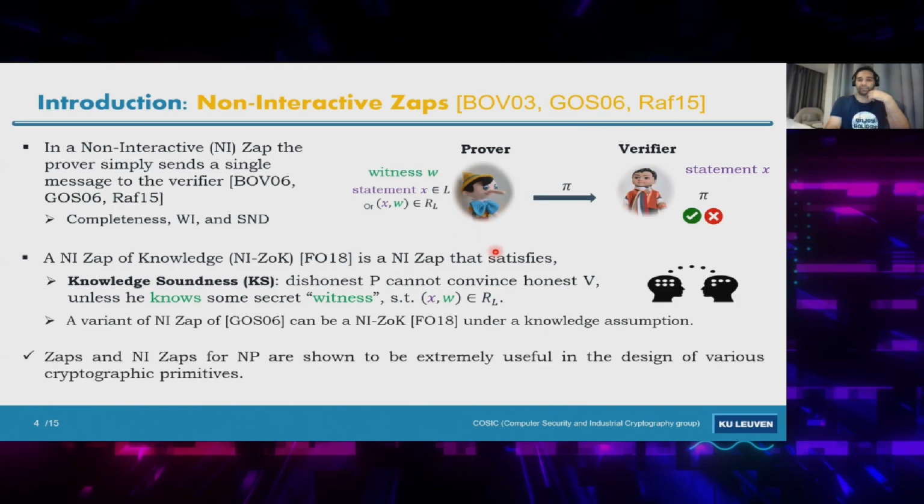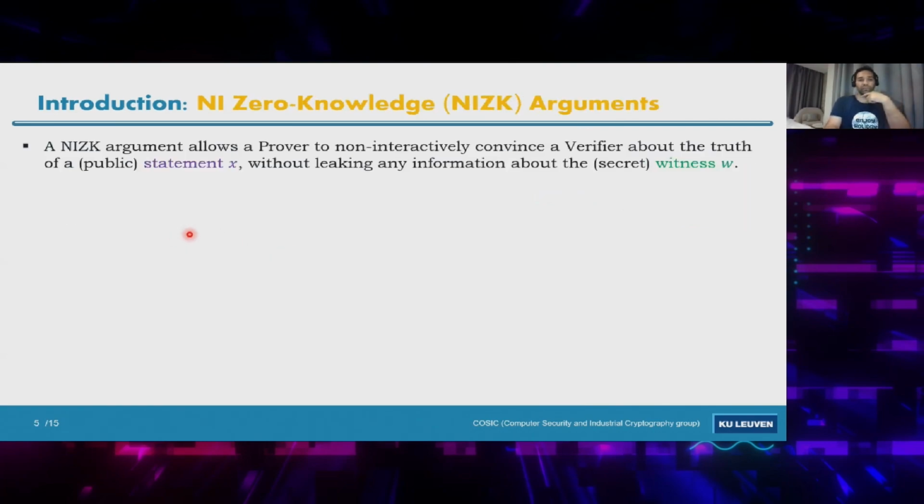primitive, non-interactive ZAPs and non-interactive ZAPs of knowledge, is shown to be very useful in the design of various cryptographic protocols. And this paper is another example and application of them, which we will see how. So we mentioned that non-interactive ZAPs and ZAPs of knowledge achieve witness indistinguishability. But in real life, sometimes we need something stronger, for example, zero knowledge.